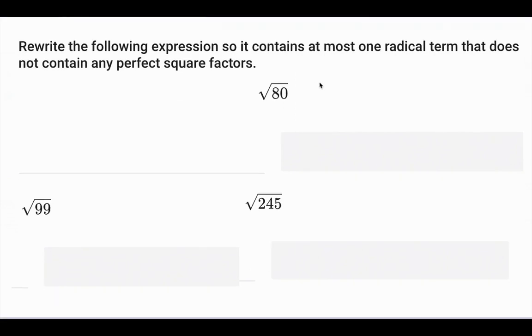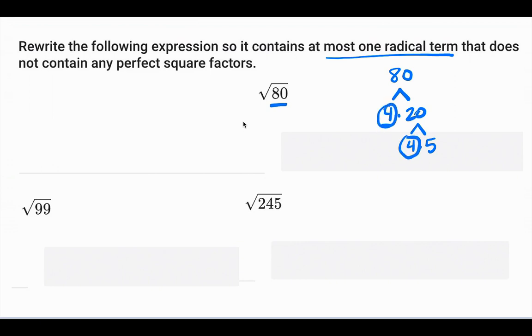So what happens if it's not just a perfect square? Like none of these are just perfect squares. So we want to simplify them so it contains at most one radical term that does not contain any perfect squares. So basically what we're trying to do is take this number and break it down and try to get any perfect squares out. So if I look at this, I know 80 is 4 times 20, because I'm looking for perfect squares. So 4 goes into 80 perfectly. And then 20 can also be divided by 4. That's 4 times 5.